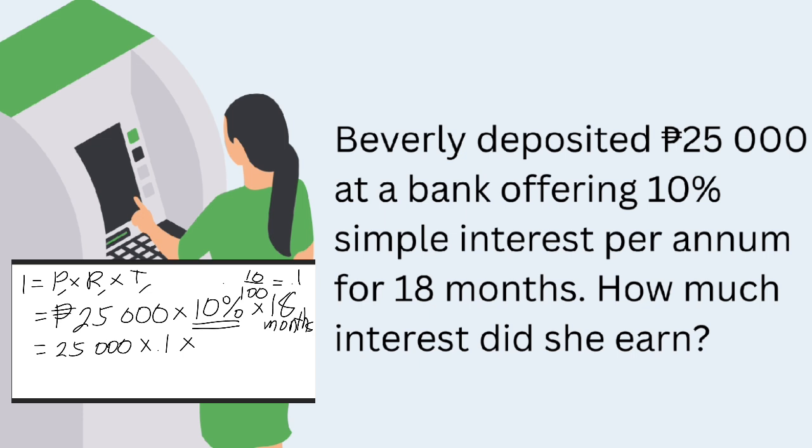18 months. So in the given situation, we are looking for the simple interest per annum. Annum means years, so simple interest per year. So we will convert this 18 months into years. 18 divided by 12, since in a year we have 12 months, so 18 divided by 12 is 1.5. So 25,000 times 0.1 times 1.5.